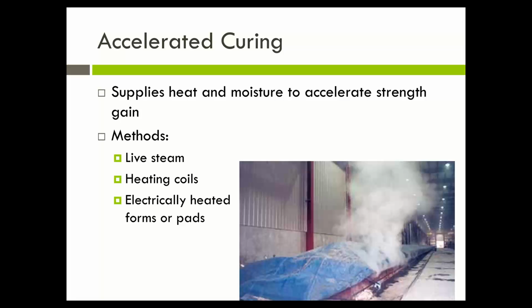We can also accelerate the cure. We accelerate the cure by using moist heat, not dry heat. So moist heat, we would use, for example, steam, or heating coils that lie underneath blankets, or electrically heated forms or pads. And all of these are used locally in the winter to ensure that we don't let the concrete fall below 10 degrees and stop curing.